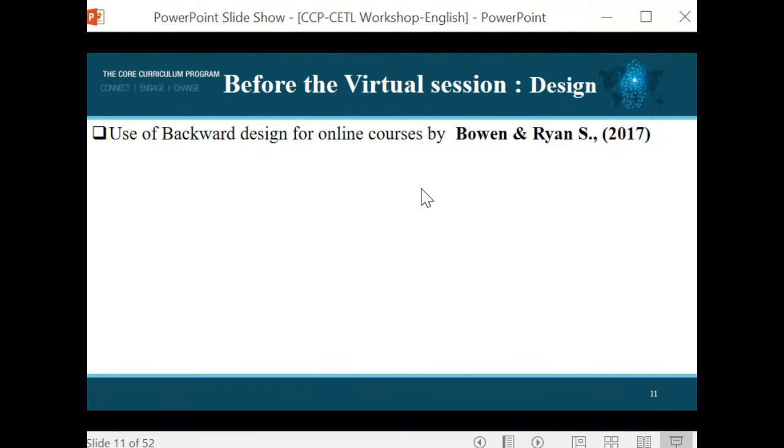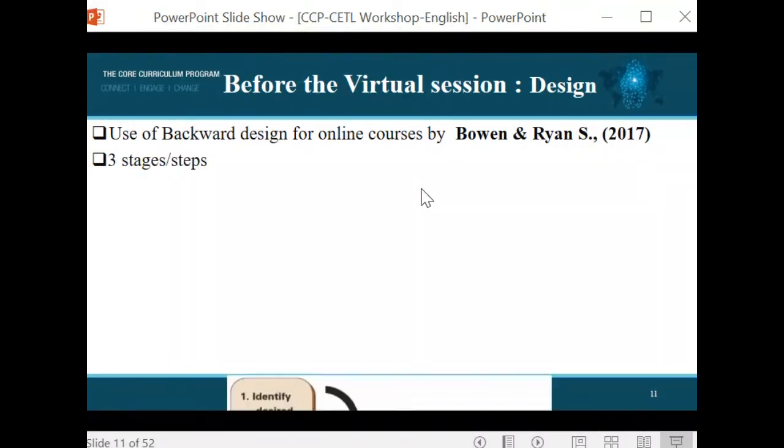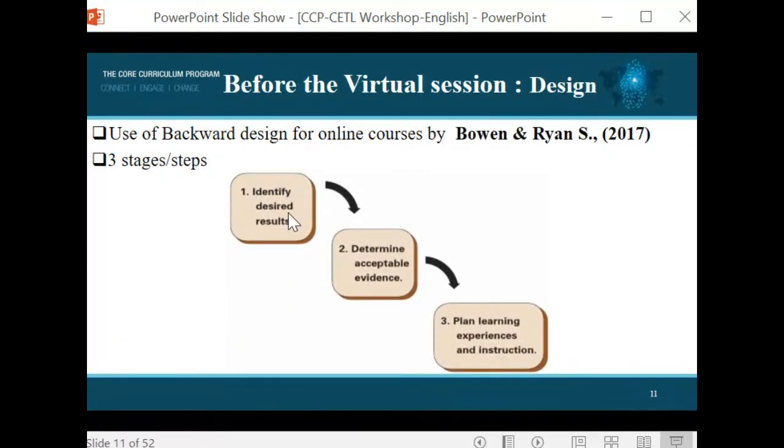On the contrary, the backward design, which is based on 3 stages or steps, starts with identifying desired results. That means what goals or outcomes we want our students to achieve. Then determine acceptable evidence for achieving these learning objectives. Finally, the designer can plan learning experiences and instruction, which is the teaching part that includes content, activities, etc. So let's go through these 3 steps one by one that I applied for the design of the virtual session.